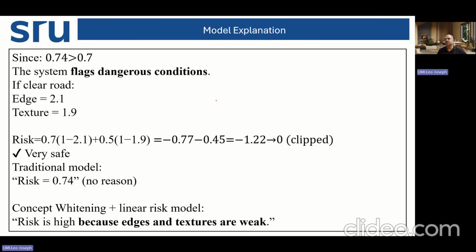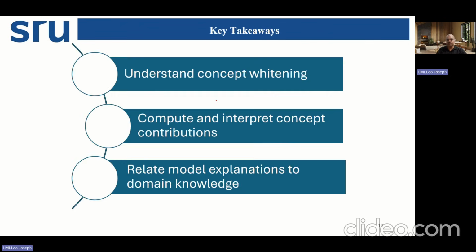It is checking the condition. Everything seems weak, so the neuron prediction is correct, and we can tell the system is very perfect. This is called concept whitening plus linear risk model. We are taking the model name as linear risk model. The risk is high because edges and textures are weak. This is the reason why I am getting the dangerous flag alert: the edge and texture values are very weak. If they are very strong, it is okay. This is how the concept whitening technique is working.